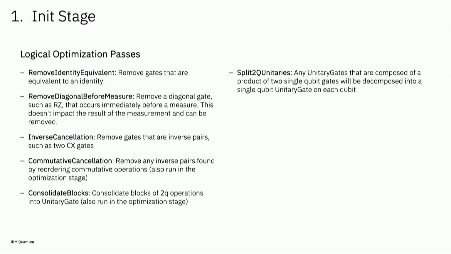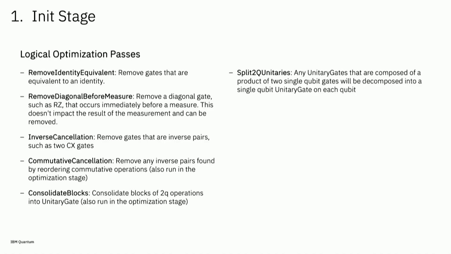Then there's the inverse cancellation pass, which just looks for adjacent pairs of operations that are inverses of each other. So the CX gate is a very good example of this. If you have 2 CX gates next to each other, they're self-inverse, and you can just remove those. But you can also do this with all sorts of other pairs of operations like S and S dagger.